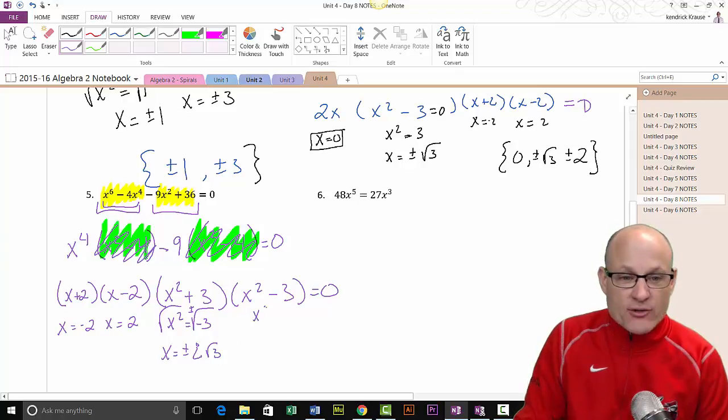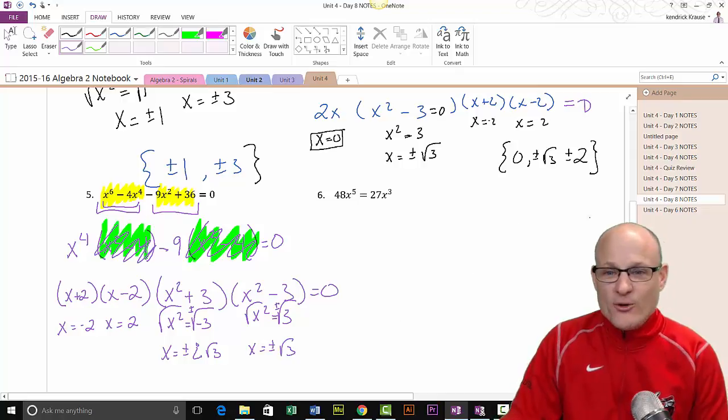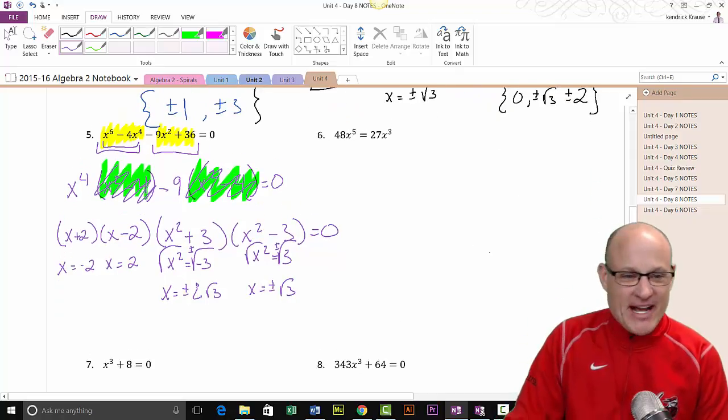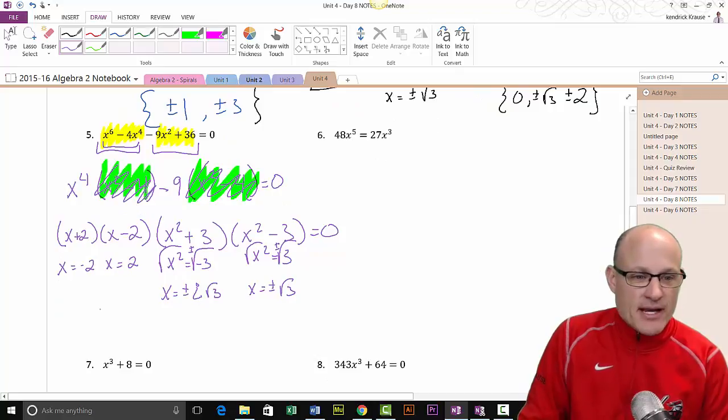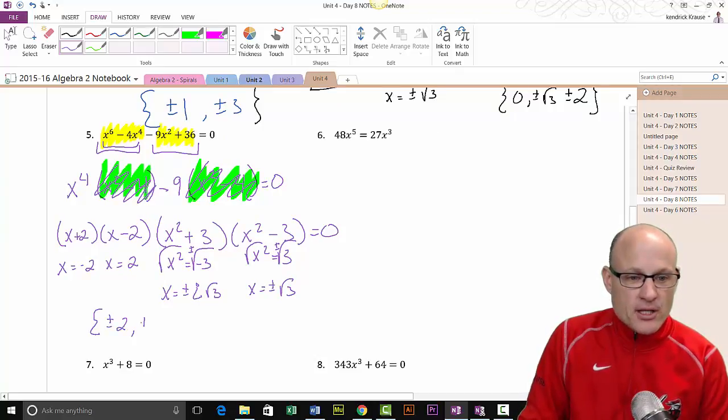This one gives me x squared equals positive 3. I'm just going to take the square root and put a plus or minus, but there's no i here. So I get x equals plus or minus radical 3. Ooh, that's fun. So here's my answer: plus or minus 2, plus or minus i radical 3, plus or minus radical 3.